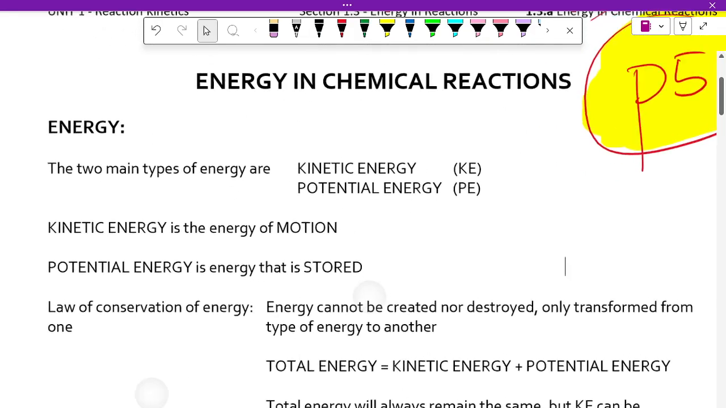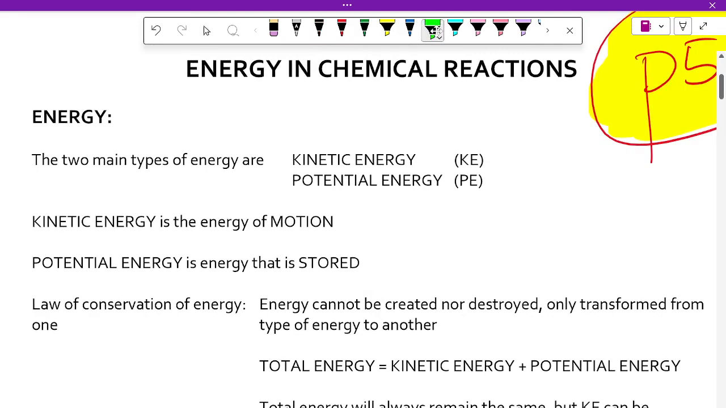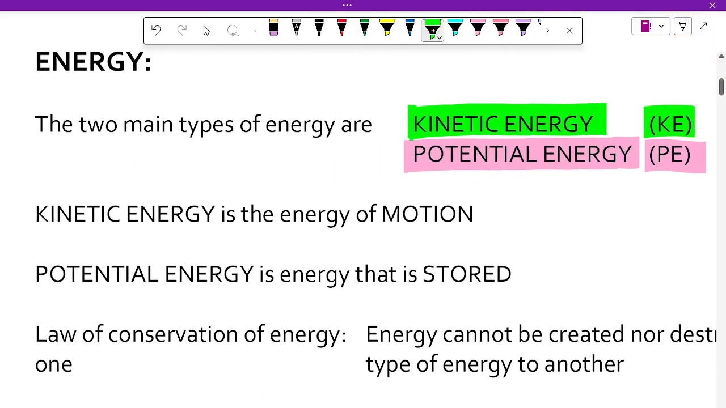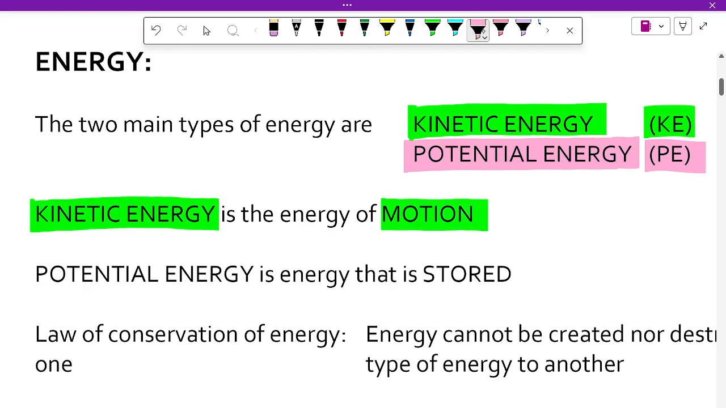Okay, two main types of energy. We have kinetic energy, which can be abbreviated KE, and we have potential energy, which can be abbreviated PE. Hopefully, by this point in your science life, you know that kinetic energy is the energy of motion, and that potential energy is energy that is stored.